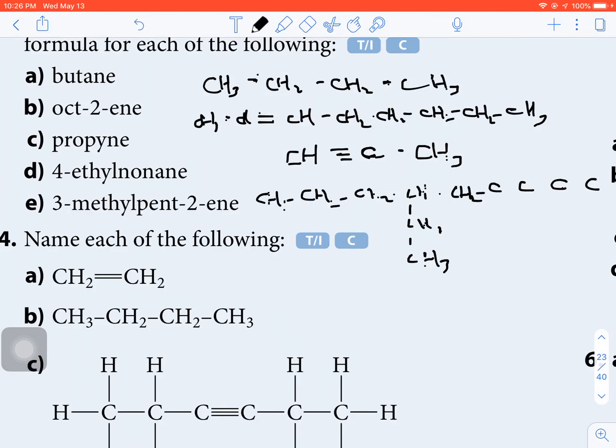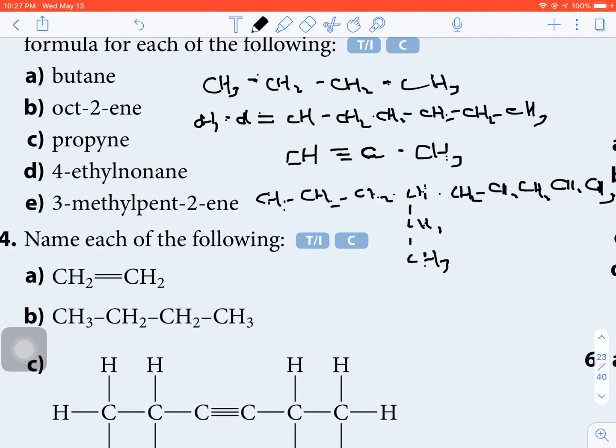CH2, CH2, CH2, CH2, CH3. Okay, and that makes 4-ethyl nonane.